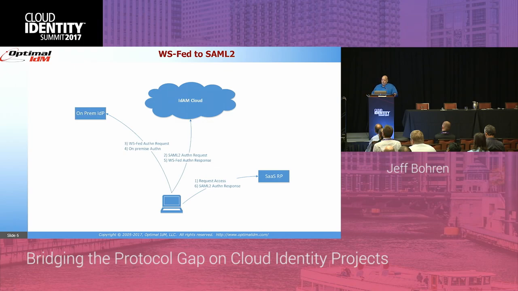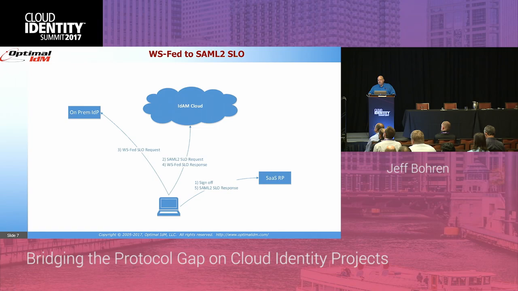If you have multiple reliant parties, and I can promise you will, the assertion coming from on-premise is essentially going to have to be the superset of all data needed for all reliant parties in the cloud or other on-premise reliant parties. Okay, so we've done the authentication.